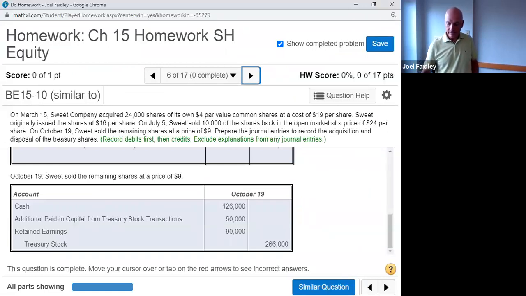And so there you see the cash I received, which is 14,000 shares times $9. That's 126, right? 9 times 14,000 shares, the remaining shares. Take additional paid-in capital to 0. There's the treasury stock reduction that we calculate over on the T account. And so my plug number is retained earnings. So I got to take 90,000 out of retained earnings because that's a loss, isn't it? Reduction of retained earnings.